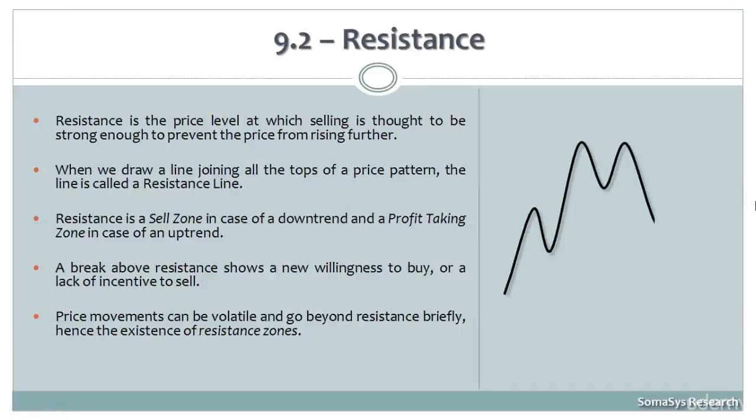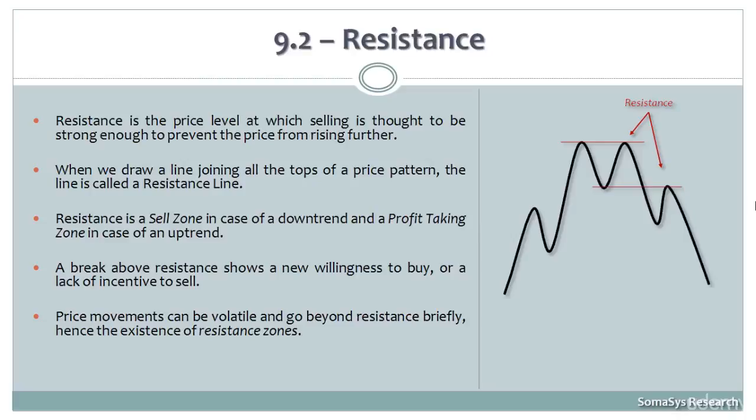Resistance is the price level at which selling is thought to be strong enough to prevent the price from rising further. It is believed that supply will overcome demand and prevent the price from rising further, and prices decline. Now, when we draw a line joining all the tops of a price pattern, the line is called a resistance line. It is a series of highs on a chart where the market continually rejects the price, thus not allowing it to go any higher.